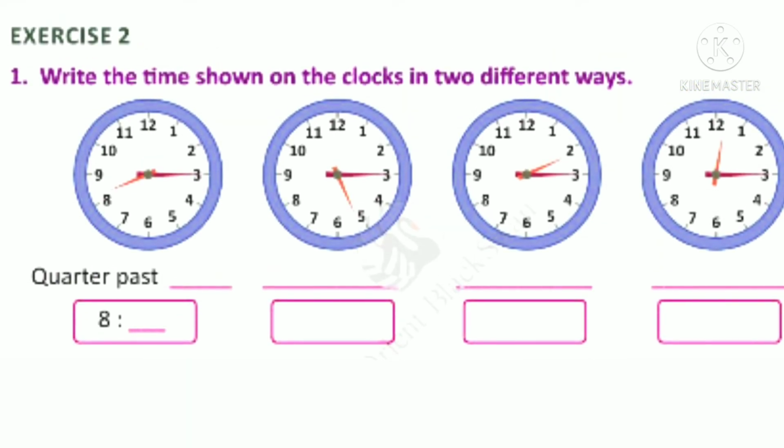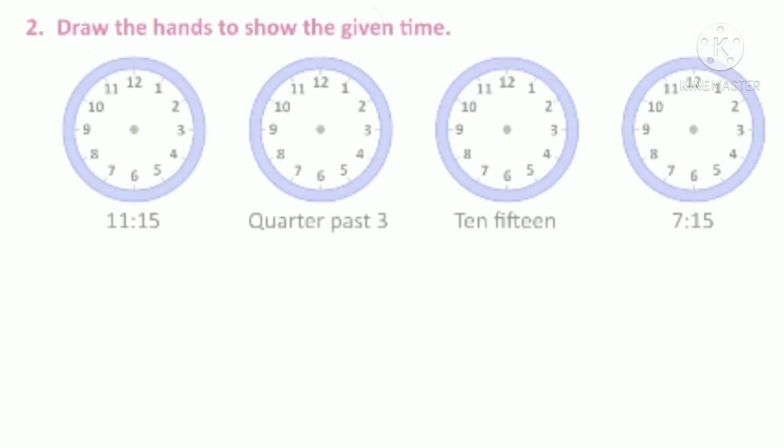Similarly, let's solve for quarter past. The first one is the hour hand just past the 8 and the minute hand is at 3. So that is quarter past 8, also written as 8:15. The second one, the hour hand is just past 5, the minute hand is at 3. It is called quarter past 5, also written as 5:15. In the same way, you can write the time for the remaining two clocks.